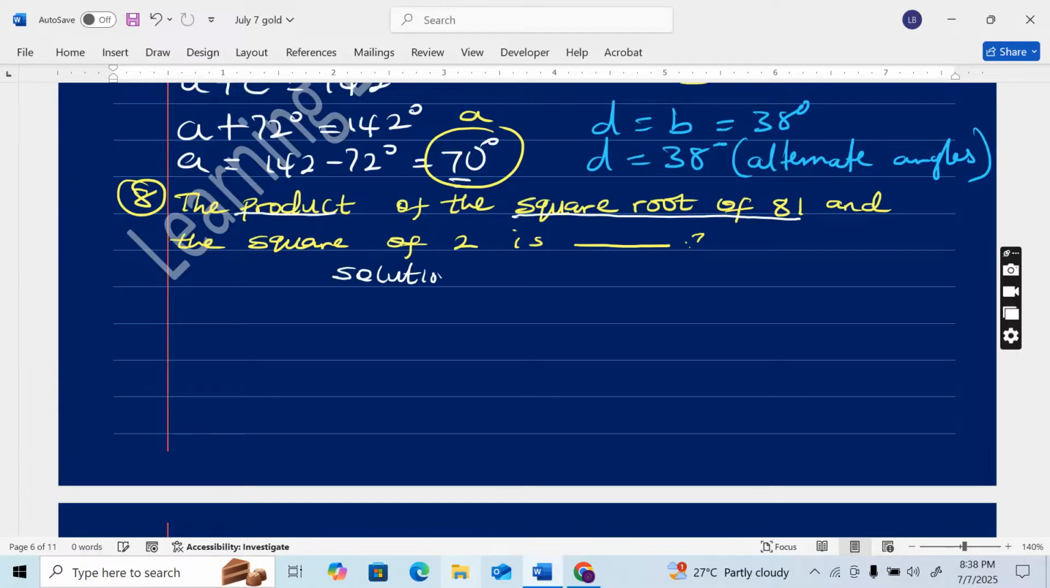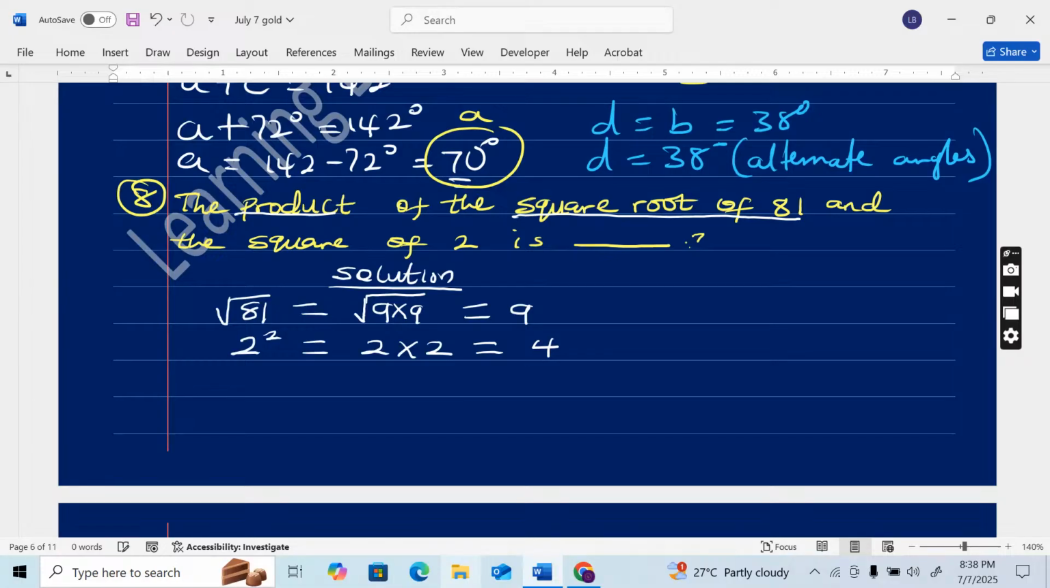I believe you are writing. So the square root of 81 is 9 because 9 times 9 will give 81. So our answer is 9. So now, and the square of 2. That's 2 square. And 2 square means 2 times 2. So 2 times 2 is 4.